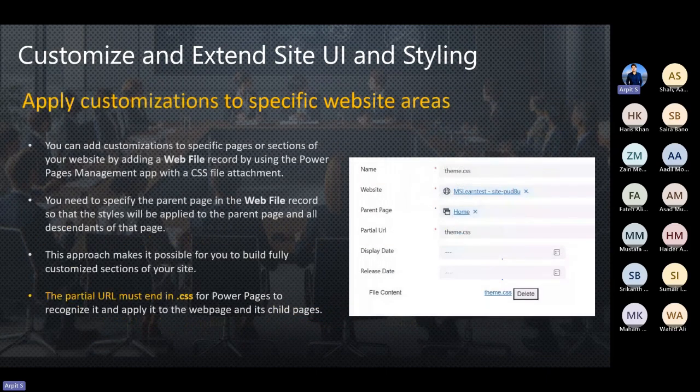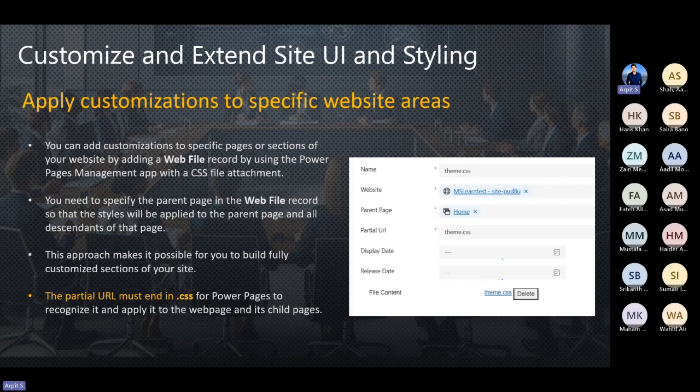The fourth option: apply the customization to a specific website area. Basically, you have the web files, so you can create the CSS file and upload it as a web file, for example, here you can see theme.css. Then you can set the parent page on which you want to apply that particular CSS. If you specify the parent page in the web file record, then the styles will be applied to that specific parent page and all the descendants of that page, all the child pages of that page.